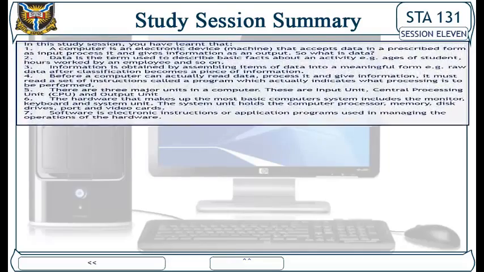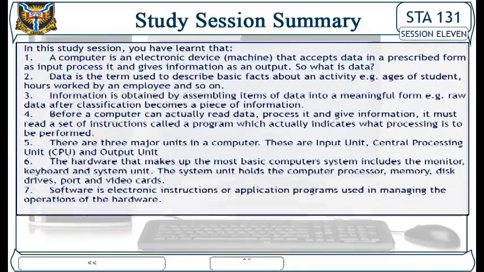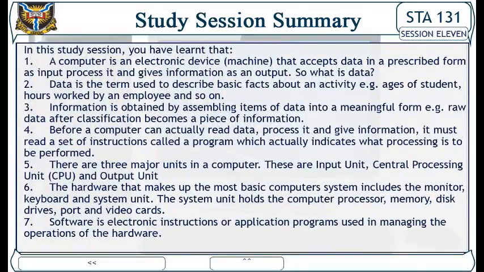Summary of Study Session 11. In this study session, you have learned that 1. A computer is an electronic device, machine, that accepts data in its prescribed form as input, processes it, and gives information as an output. So, what is data? 2. Data is the term used to describe basic facts about an activity, e.g., ages of students, hours worked by an employee, and so on.